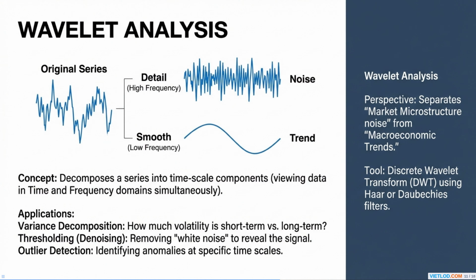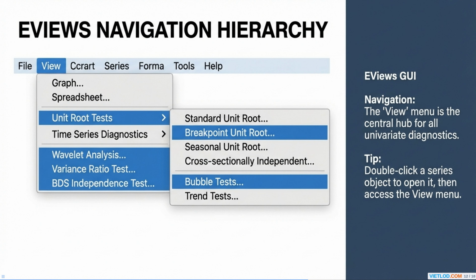Wavelet analysis is a powerful tool that decomposes a time series into different timescale components, allowing us to view the data in both the time and frequency domains simultaneously. This perspective helps in separating high-frequency market microstructure noise from low-frequency macroeconomic trends. Its key applications include variance decomposition to understand whether volatility is short-term or long-term, thresholding for denoising by removing white noise to reveal the underlying signal, and outlier detection to identify anomalies at specific timescales. The discrete wavelet transform, using filters like Haar or Daubechies, is the primary tool for this analysis.